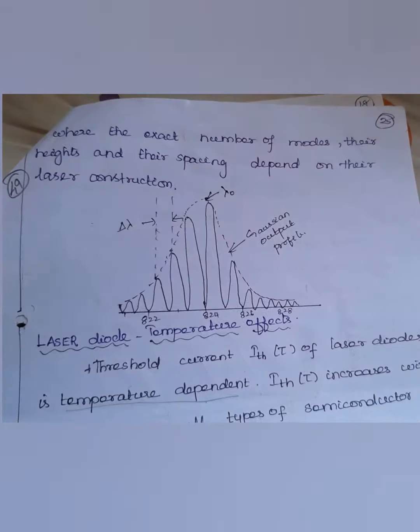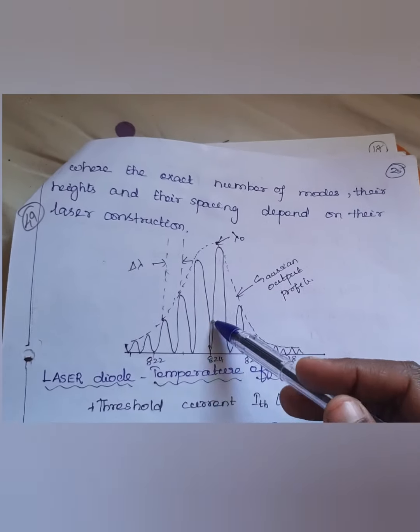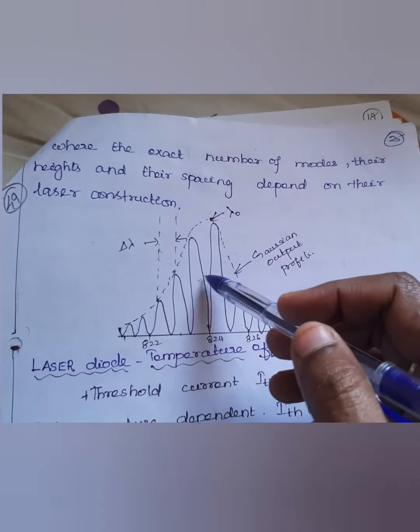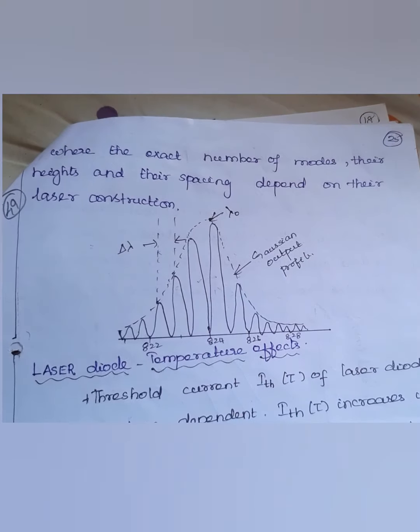Okay. So it is the output spectrum, that's a Gaussian output spectrum with the exact number of modes, and its spacing depends on the laser construction. Okay.